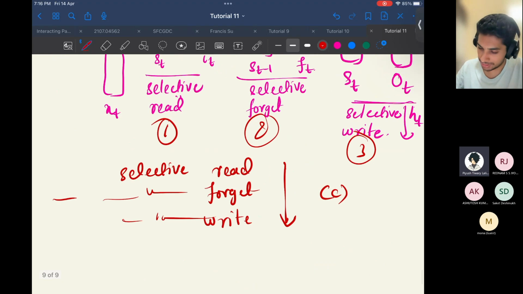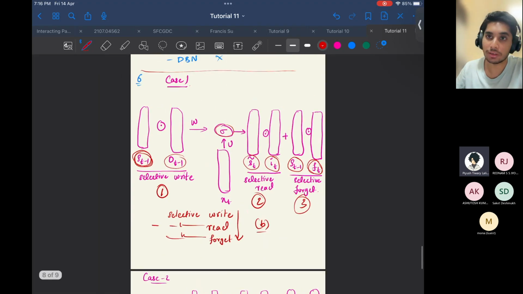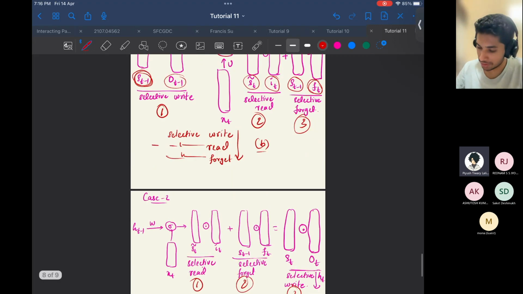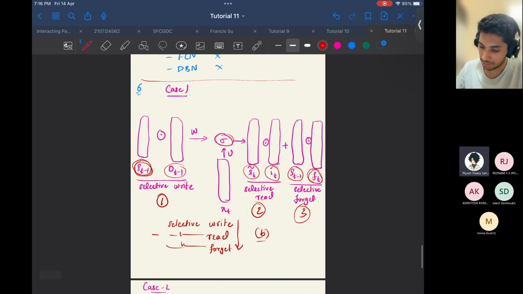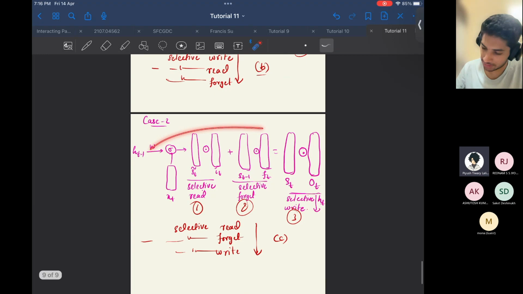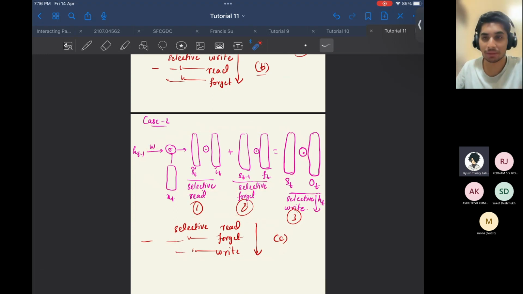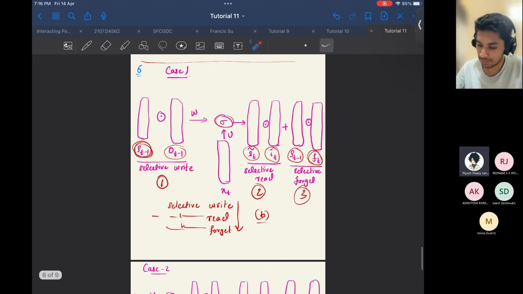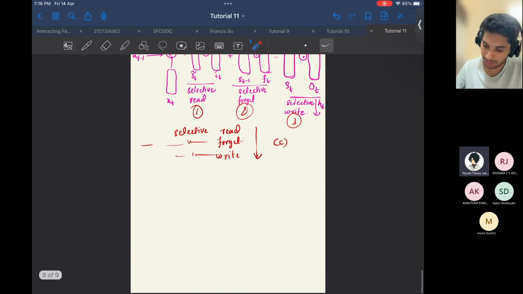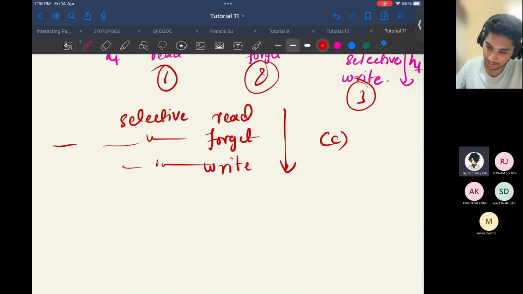So it's a matter of how you are looking at your operations. If you look at it from this perspective, the B option is correct. If you look at it from this perspective, the C option is correct. So was I clear? Was I able to explain the difference between the two operations? It's just cyclic, so what I mean to say is basically this.